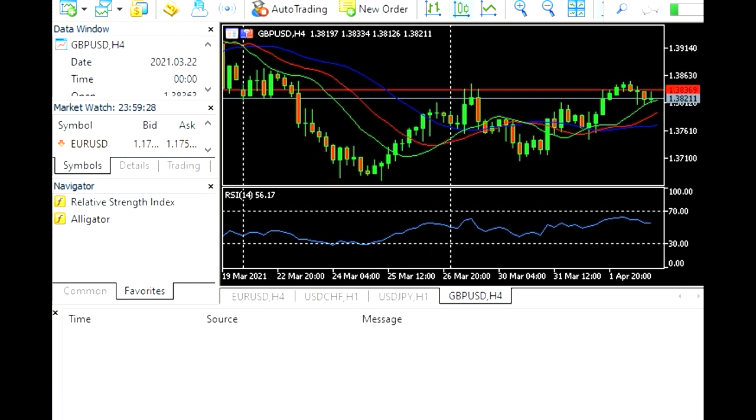The MetaTrader 5. This is my MetaTrader account. So it basically looks like this. You can see my candlesticks here. Okay, this is sideways. You see, I have my one line here and the other line here. So this already tells me this is a sideways trend.